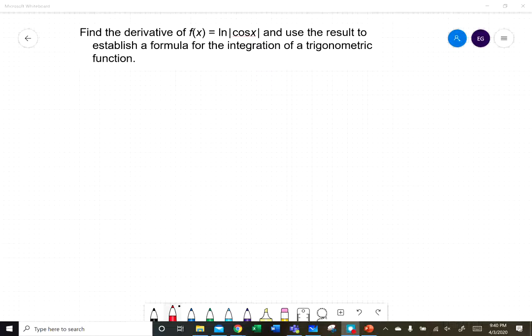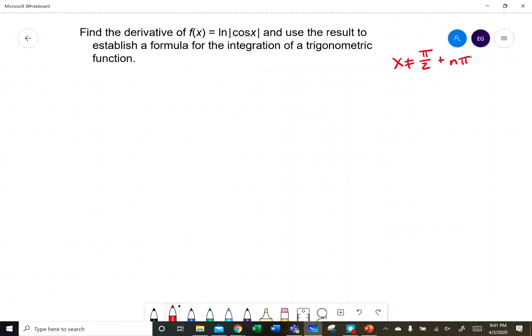Well, recall you can't take the natural log of a negative number, and you also can't take the natural log of 0. So at least the absolute value bars extend the domain of this natural log function as close to all real numbers as possible, but not all real numbers, because x cannot equal pi over 2, because the cosine of pi over 2 is 0, plus n pi, any integer multiple of pi.